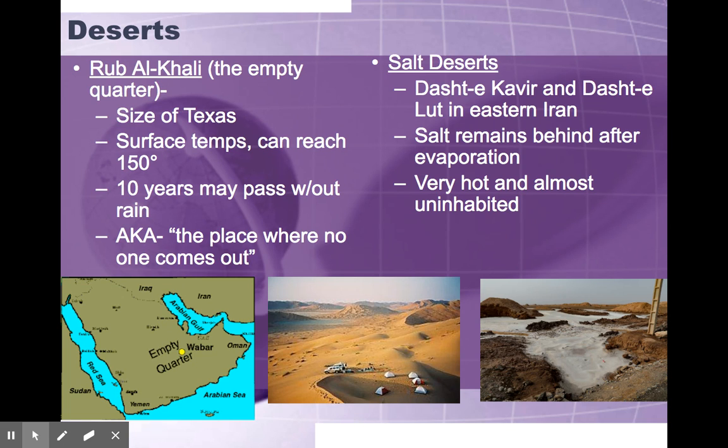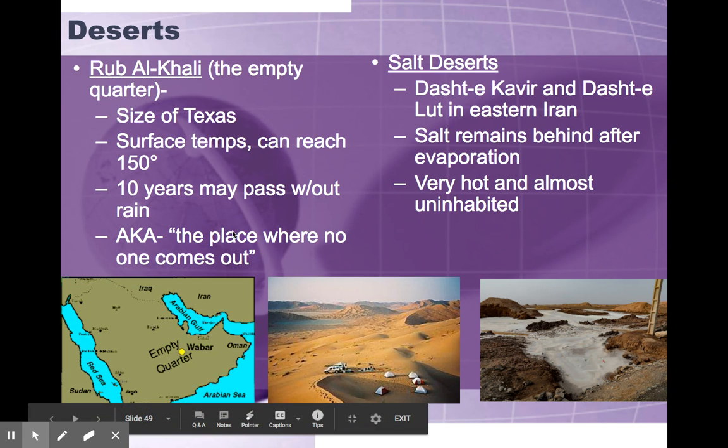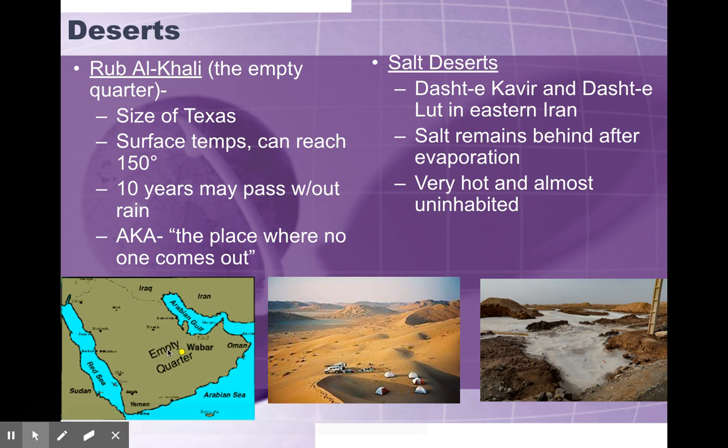They can go almost 10 years without rain. And this also translates to the place where no one comes out. So not many people live there. It's almost uninhabited because it's so dry, so hot. There's nothing that can grow there. It's hard to do life there.